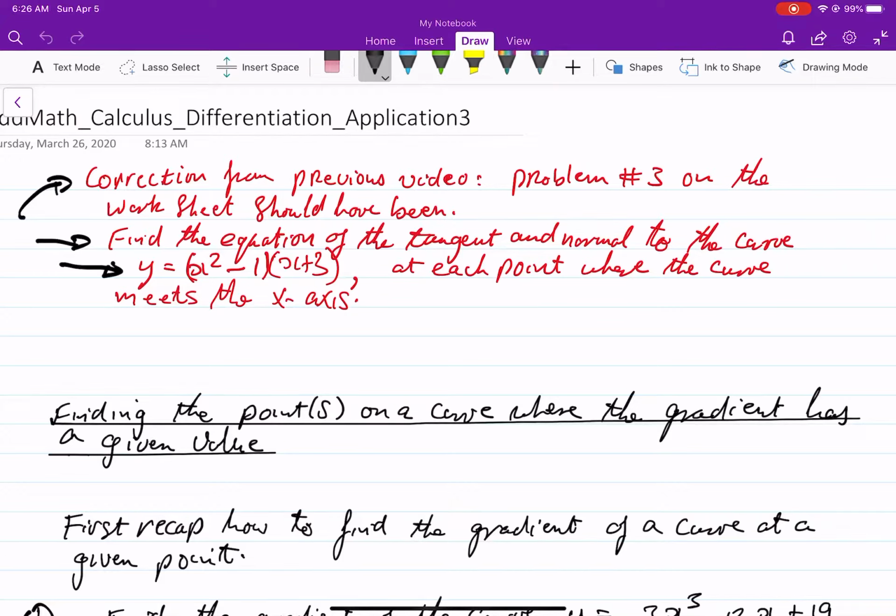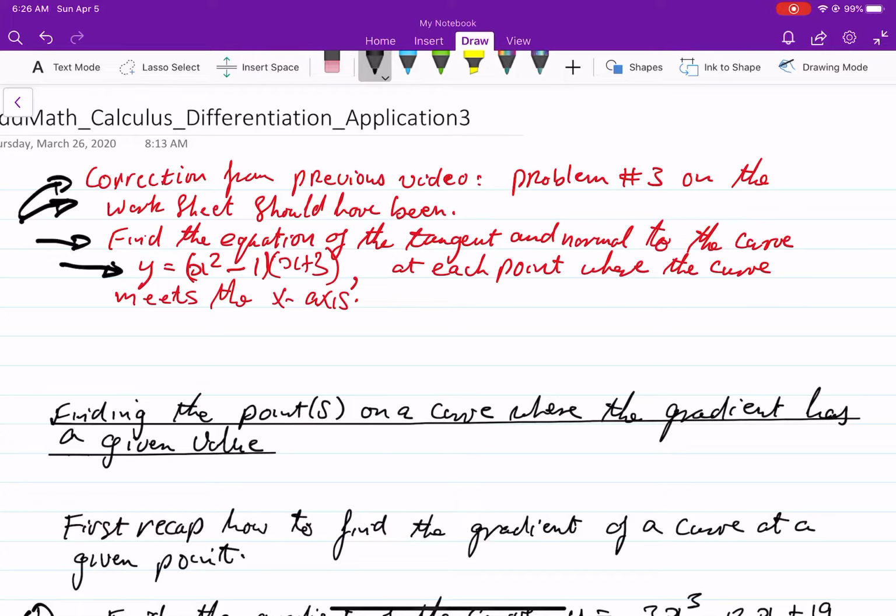One of the first things I want to do is to correct one of the problems that I had in the previous worksheet. As you can see here in red, I'm saying this is a correction from the previous video. Problem number 3 on the worksheet should have been: find the equation of the tangent and normal to the curve y is equal to x squared minus 1 times x plus 3 at each point where the curve meets the x-axis. I think what I had there was x squared plus 1, and that would have only had 1 point where the curve meets the x-axis.